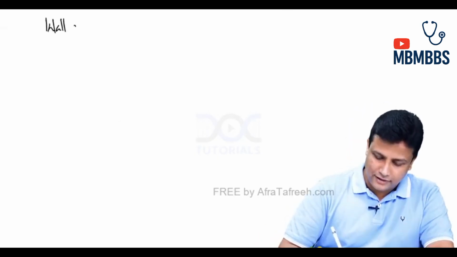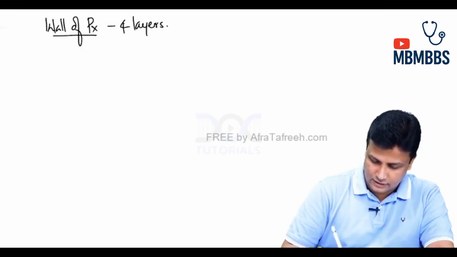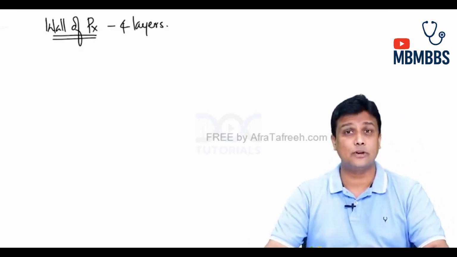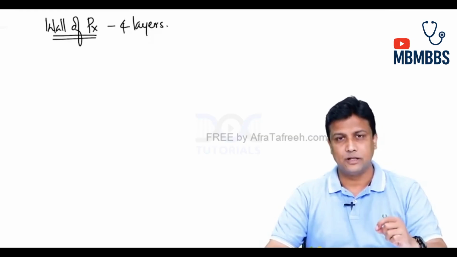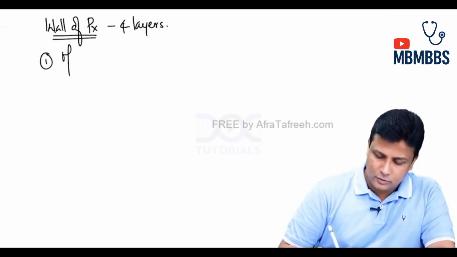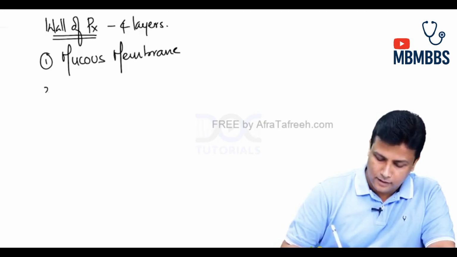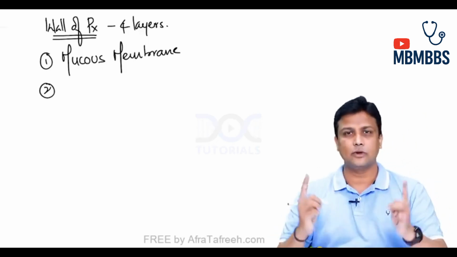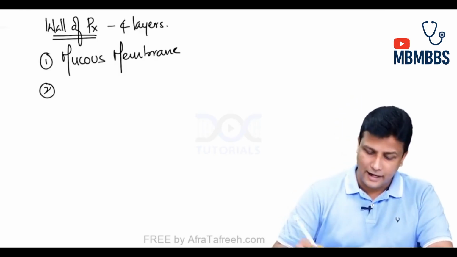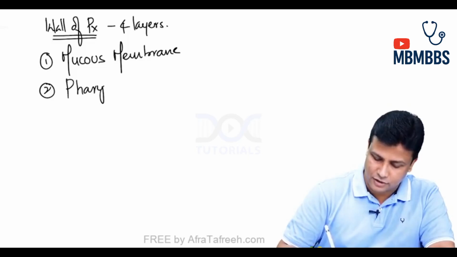The wall of the pharynx will have 4 layers. And we are going to write down the names of all of these from inside out, so from the innermost layer to the outermost layer. Of course, the innermost layer will be the mucous membrane. And around that mucous membrane, surrounding it, you will have a fascia. And that fascia is known as the pharyngobasilar fascia.